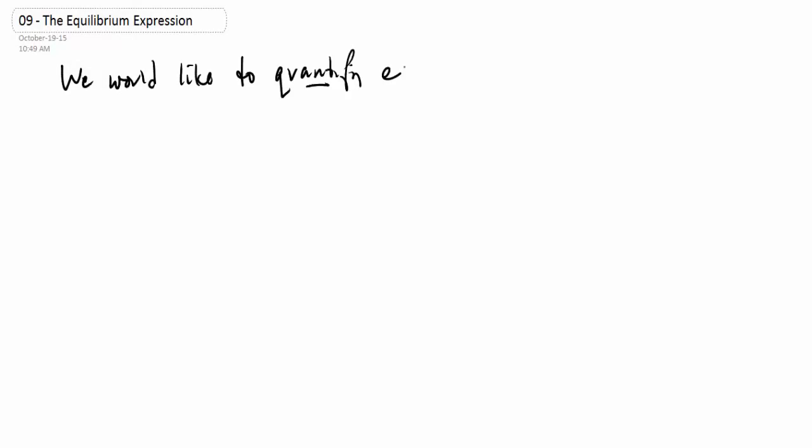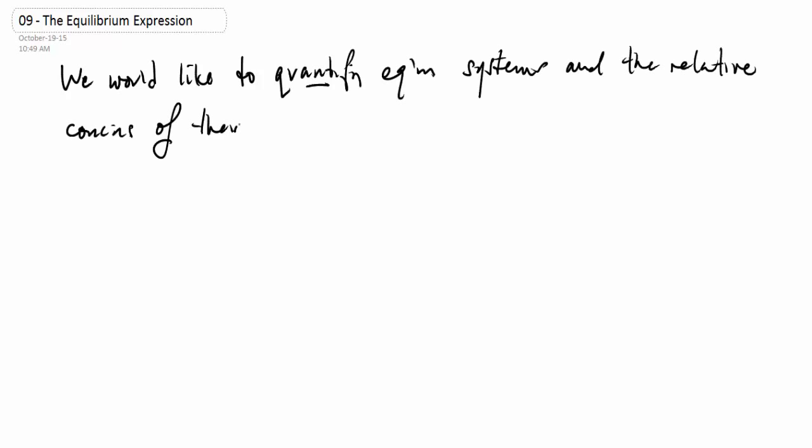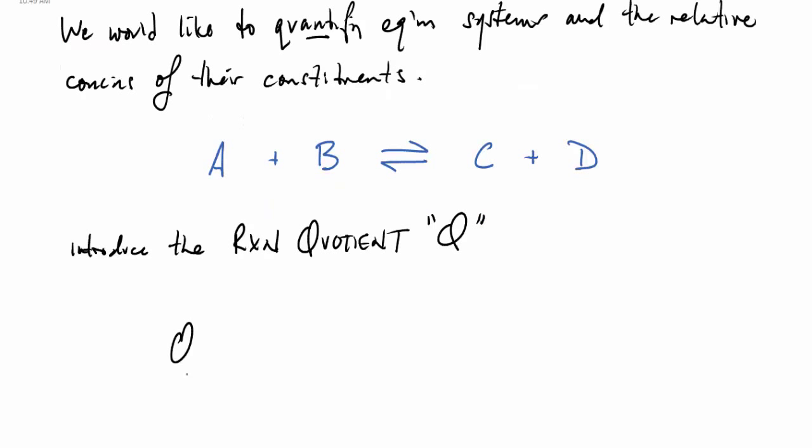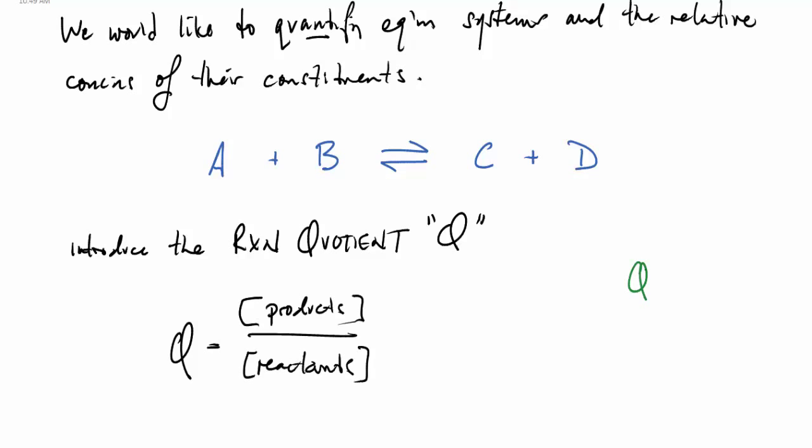So we would like to quantify equilibrium systems and the relative concentrations of their constituents. Let's have a look at this system here. This is just a theoretical system where these two reactants A and B make products C and D. Let's introduce the idea of a reaction quotient. We use that letter Q here, and it'll be the ratio of products to reactants.